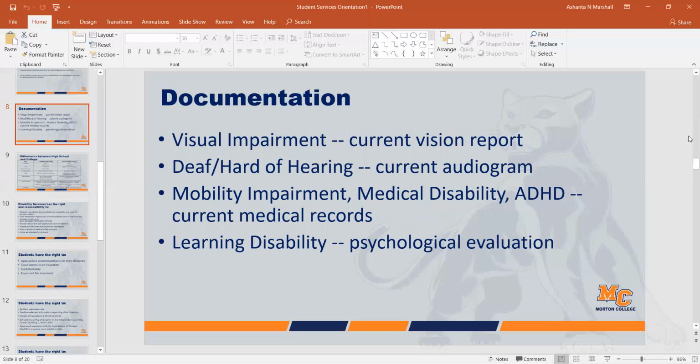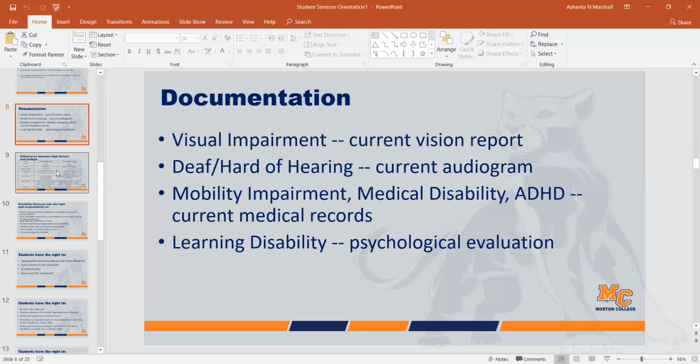So these are just some examples of that documentation. If you have a visual impairment, you can bring in a current vision report. If you are deaf or hard of hearing, you can bring in your audiogram. If there is a mobility impairment or medical disability, you can bring in documentation, your current medical records. If there's a learning disability, you can bring in your psychological evaluation and IEP from high school.